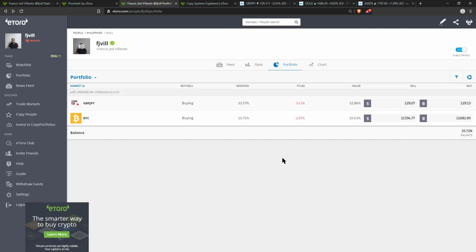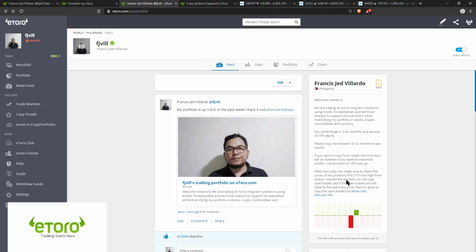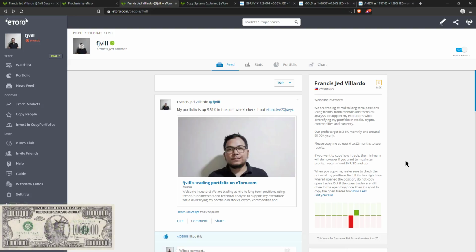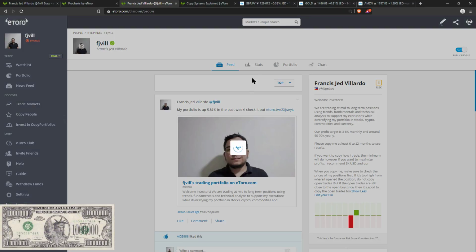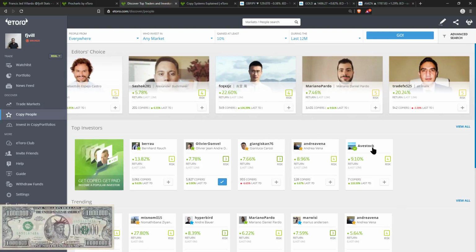Yeah, ginagamit yung current price. Kaya on my profile, I mentioned when you copy me, make sure to check the prices of my positions first, right? If it's too high, meaning to say medyo malayo na yung spread, like kanina yung example, from where I opened the position, do not copy open trades, right? There should be an option, right? Let's, for example, I'm gonna copy someone, right? Let me see, dito si Avi Stock, right?